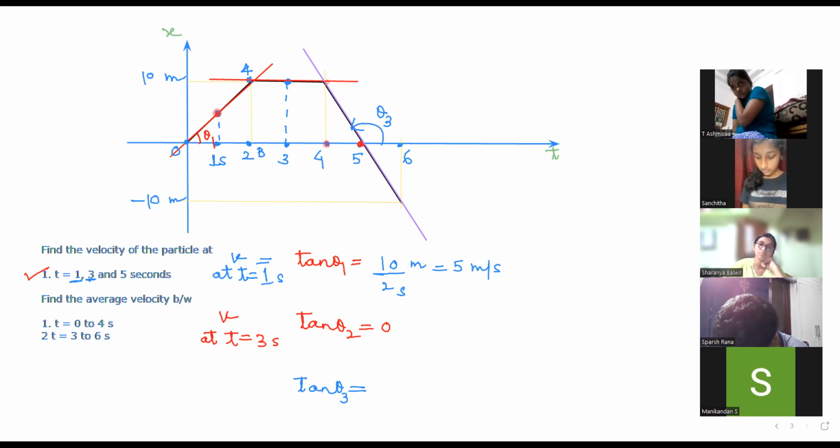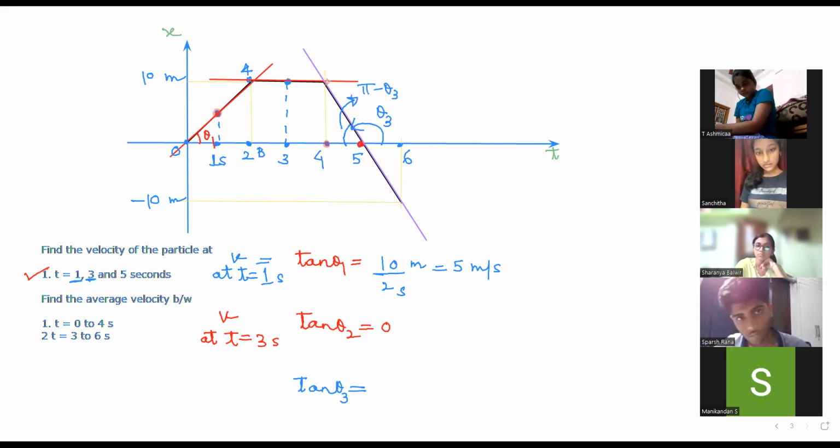I got answers from 3 people and all three answers are different. Just try to find what is tan theta 3. There is no triangle involved here, right? Sharanya and Jia, both of you. This angle is pi minus theta 3. Yes or no?